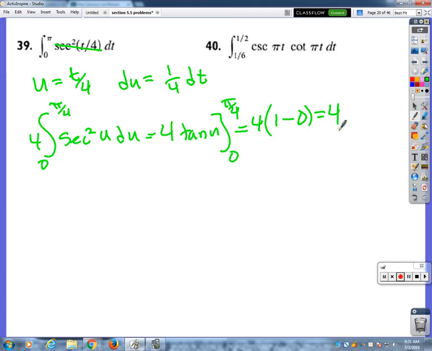So the answer here is 4. Can I ask you something? The reason I don't get that is because you do it for me. I think he just did all of it. You should just know it. I like knowing the alphabet, you should just know it. Pi over 3, 60 degrees. Pi over 4, 45 degrees. Pi over 6, 30 degrees.